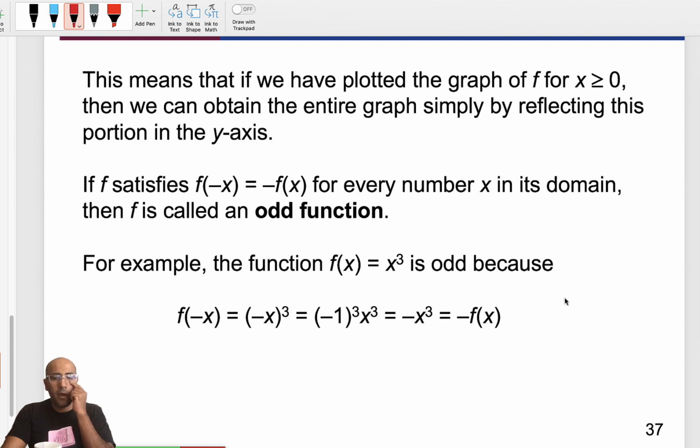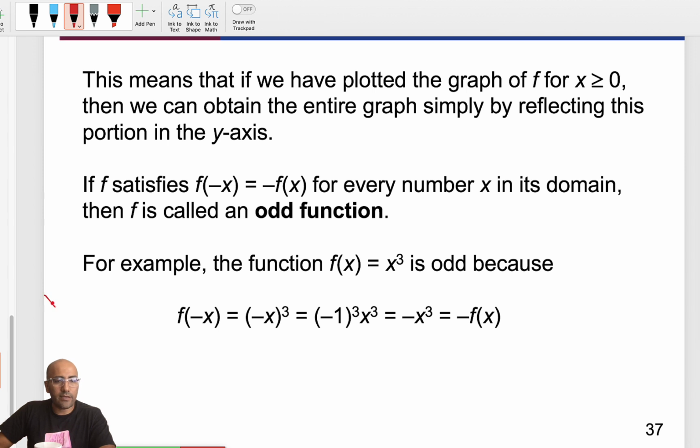Good. On the other hand, odd functions: if it's true that f of negative x equals negative f of x for every number x in its domain, then f is called an odd function. And again, they did the same thing where they just evaluated the function at negative x. Negative x gives you negative x cubed, therefore we end up with negative f of x. So again, this looks a little messy, I think. If you like it, that's fine. I don't know, it's a preference thing, but doing the same thing as I did before, right?